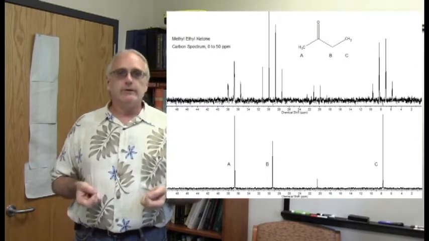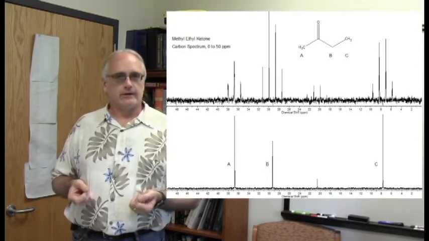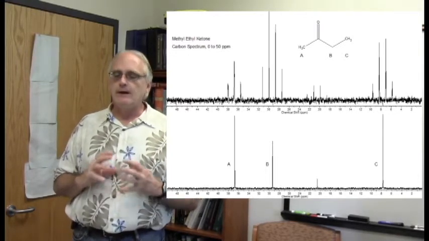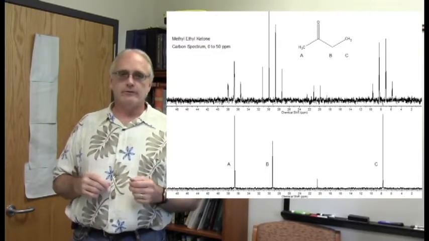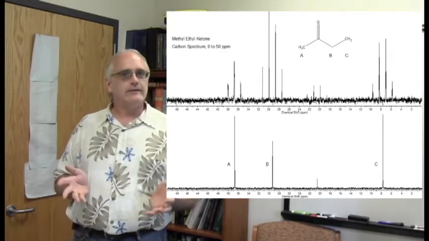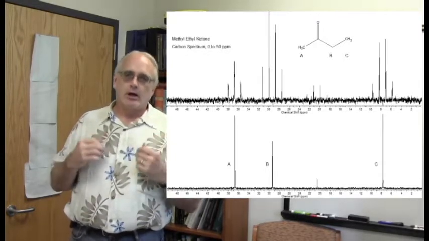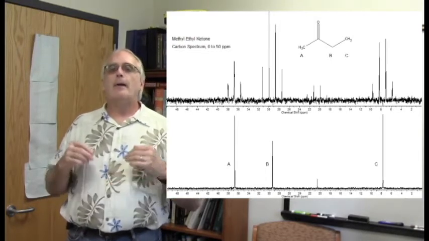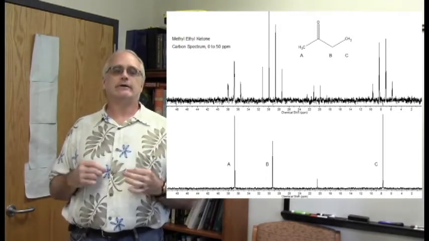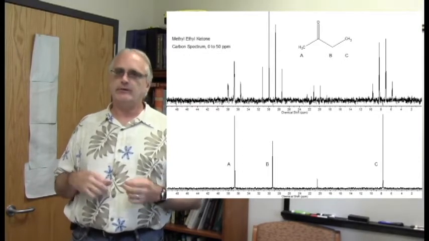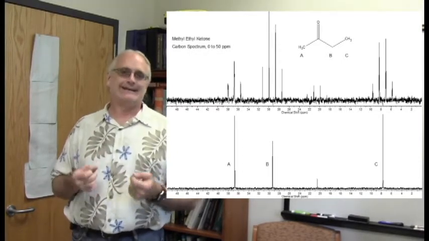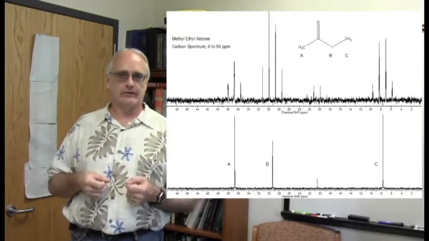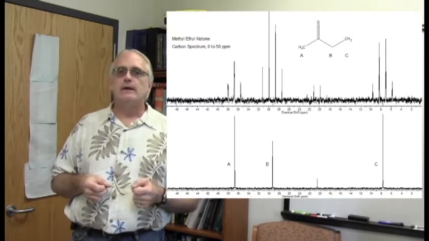Look at the signal-to-noise ratio of the two spectra. The normal carbon spectrum, the decoupled one with the singlets, was acquired in only 16 pulses. The coupled carbon spectrum is much noisier, but it was acquired at 128 pulses. It took a lot longer to get that spectrum, and it still has a much worse signal-to-noise ratio.